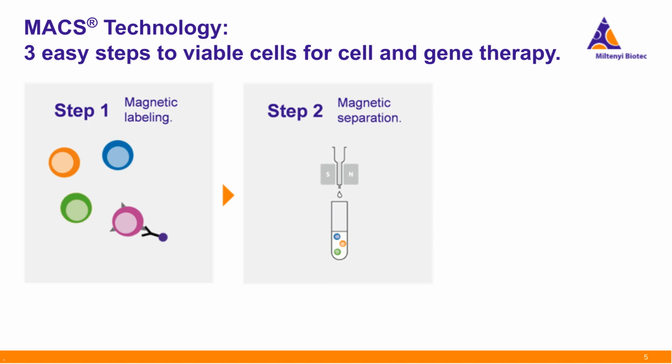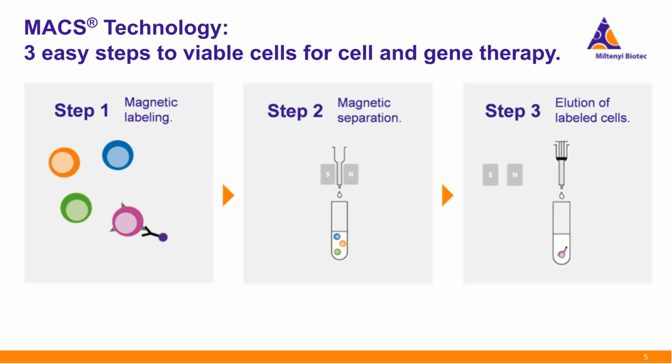Since we have now the cells labeled from step 1, we apply them on the column in step 2, and by gravity, the sample will flow through the column, and unlabeled cells will flow through to our collection tube. If we are interested in our positively labeled cells, we then take the column out of the magnet, and then we plunge down our cells, and then here we find our positive fraction. So if you're interested in the cells that you were labeling, you will have your cells in step 3. If you're interested in cells that you were not labeling, you will have the cells in step 2.